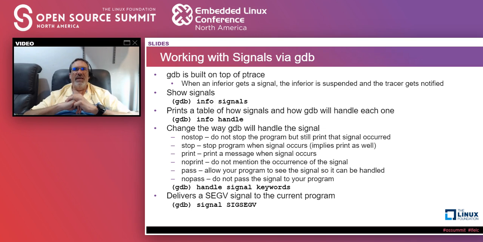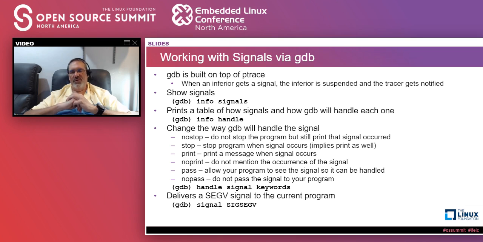We can also do an info handle, and that will tell us what those info signals actually meant. We can specify nostop, which means don't stop the program, but print that the signal occurred. Useful for things like SIGUSR1, SIGUSR2. We can tell it to stop the program when the signal occurs. We can tell it to print a message when it occurs, or not print a message. We can keep track of whether the program is going to pass it on.